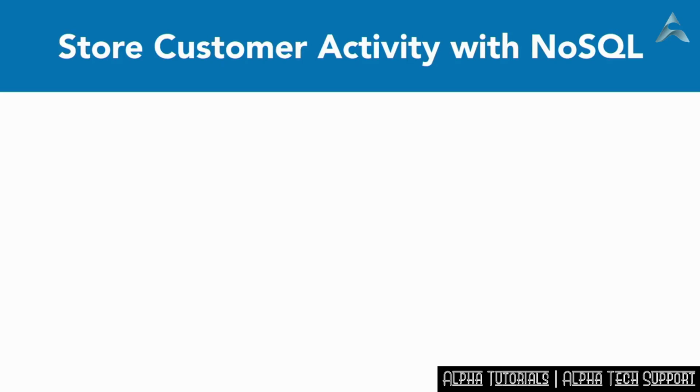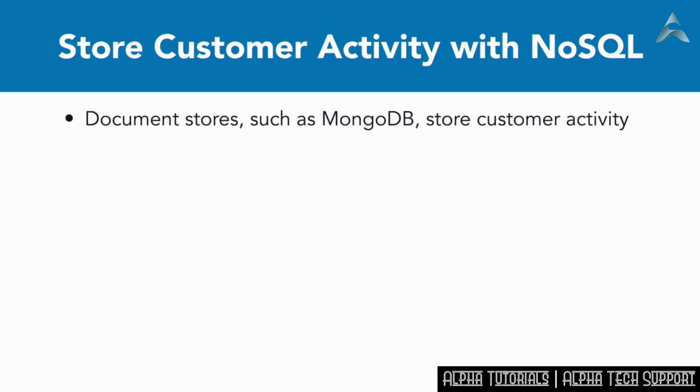Google wasn't the only player who created the basis for what has become a type of NoSQL database. In other words, the column stores we just looked at. The dominant document store was created out of needs of Amazon. So we're going to take a look at storing customer activity with NoSQL using document stores such as MongoDB and DynamoDB, which is Amazon, to store customer activity.